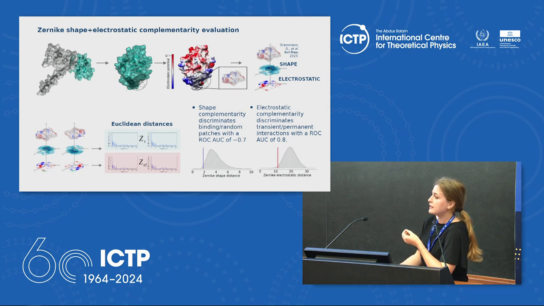By evaluating the shape complementarity, we are able to discriminate between binding and random patches with an area under the receiver operating characteristic curve of 0.7. That is, we can divide with a good accuracy the distribution of the random and interacting patches. With electrostatic complementarity evaluation, we can instead discriminate between transient and permanent interactions with an area under the curve of 0.8.